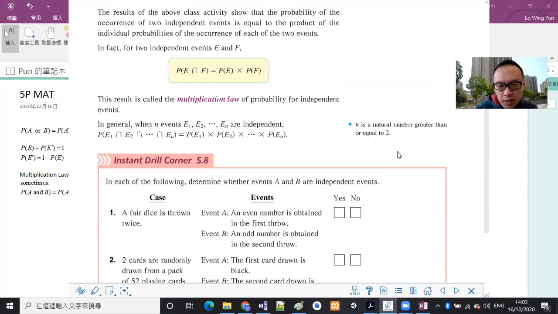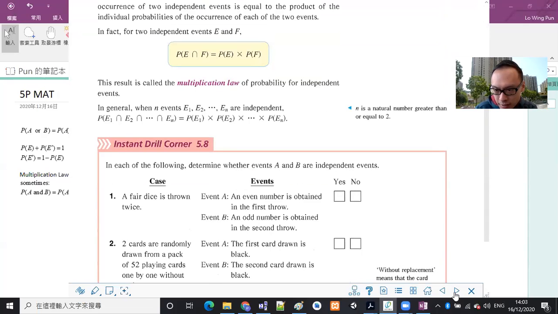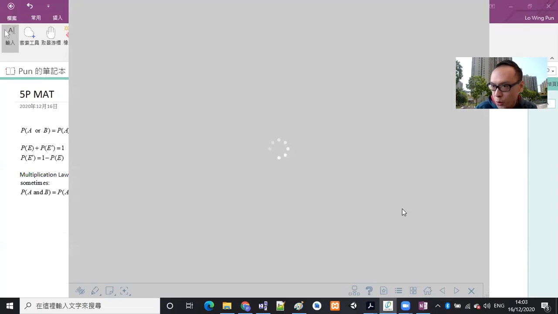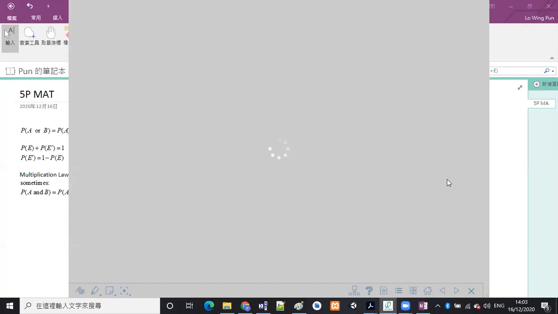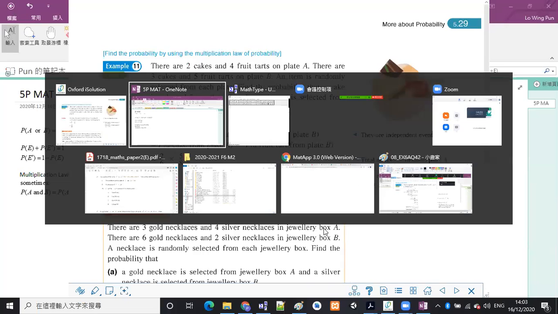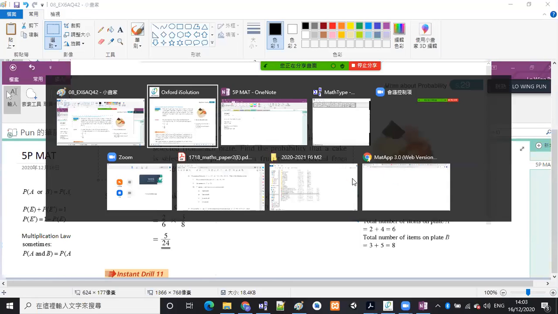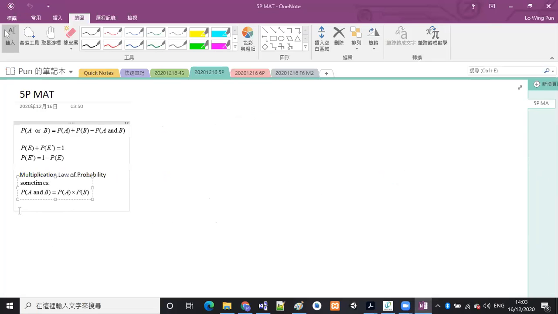The earlier parts you don't need to bother with. We don't need to know those explanations, those proofs. Just tell you the P(A and B) thing. And I'm going to illustrate the concept to you with some examples. Example 11. Let's go to page 5.29.